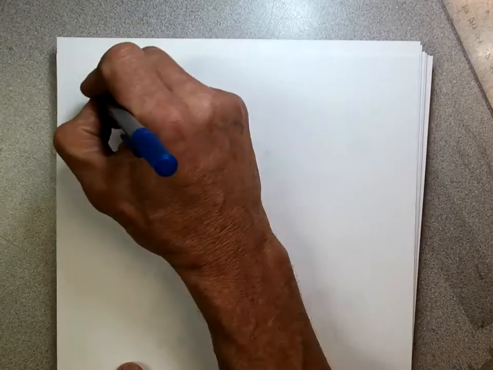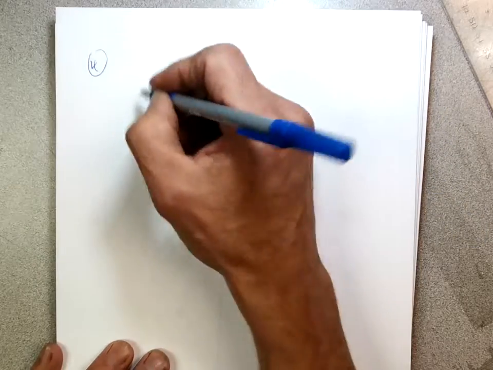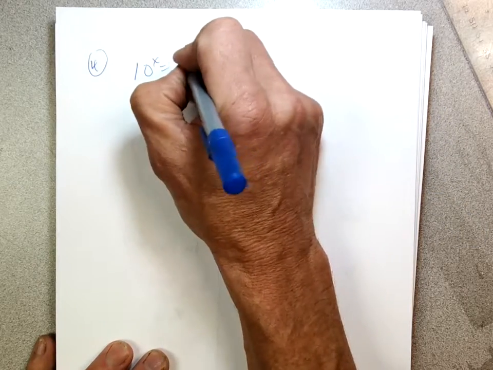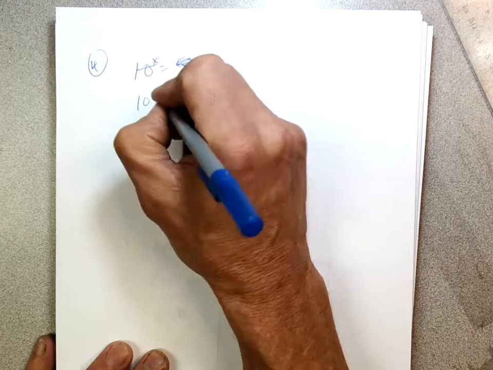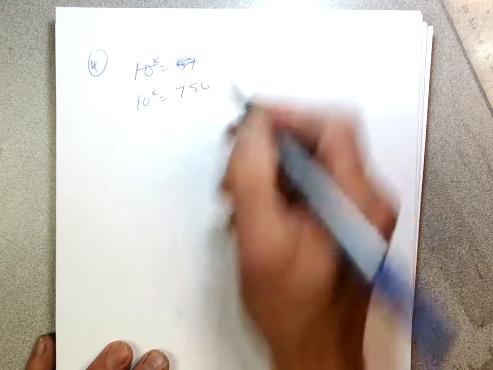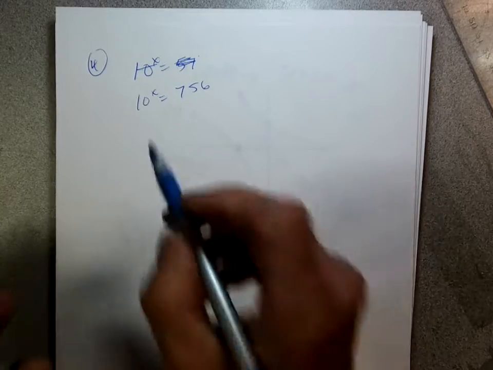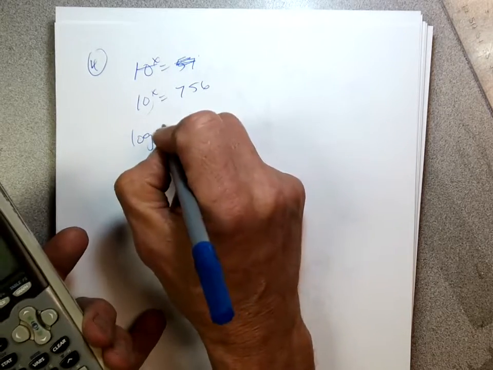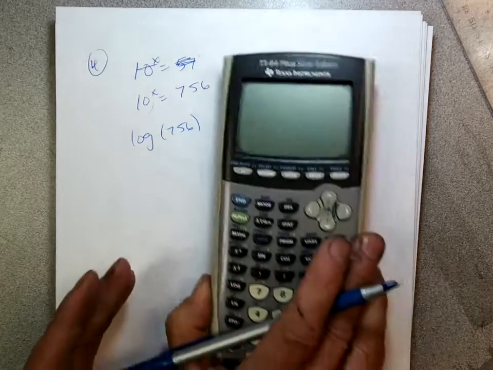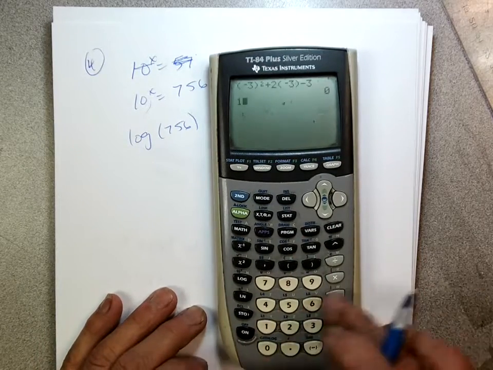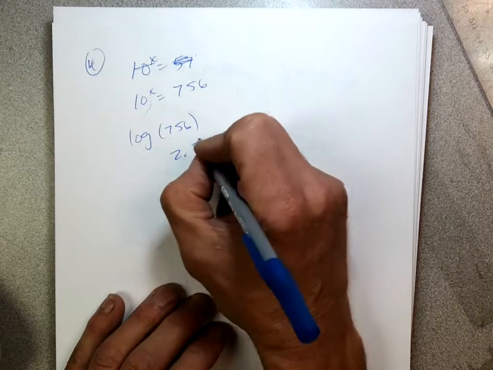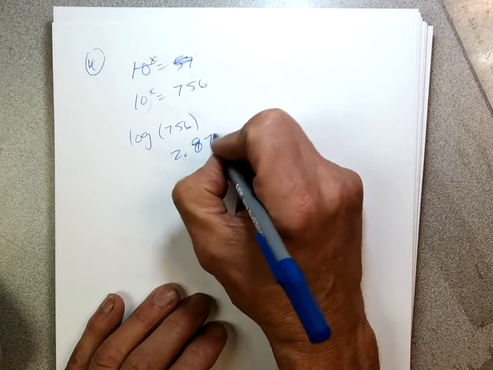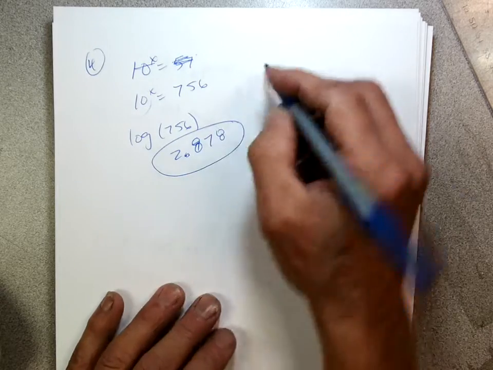Number 4. Well, you're going to have 10 to the x equals 756. All right, it's base 10, so I'm just going to change it to log. Since it's base 10, I'm going to go straight to log of 756, and I'm just going to use my calculator. It's just log 756, and I get an answer of about 2.878. Good enough.